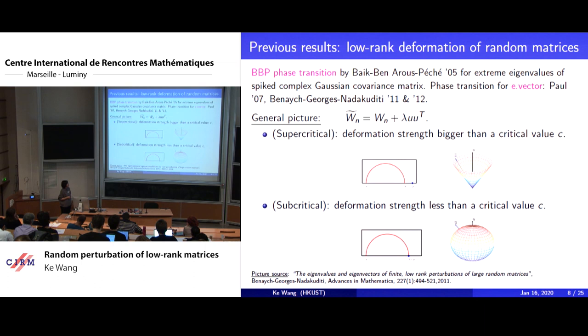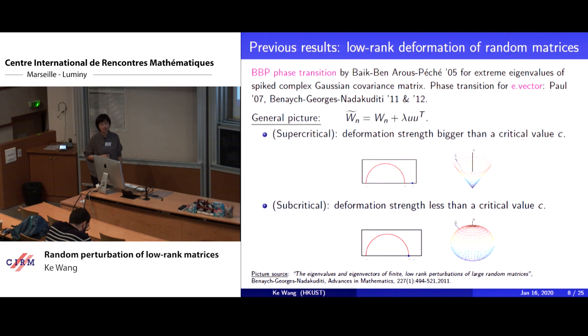For the supercritical case, Knowles and Yin fully studied the fluctuation of this outlier eigenvalue. And our result here is that we study the fluctuation of the angles formed by u_theta and u in the supercritical regime for the matrix denoising model.